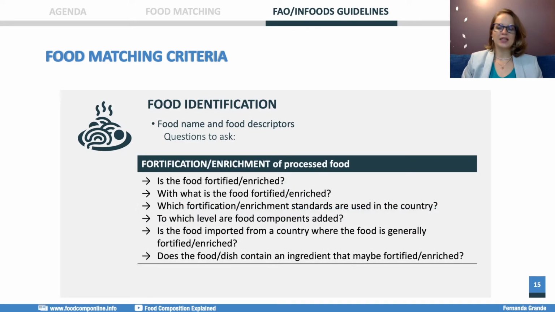And last but not least, we have the food fortification. So the level of food fortification is country specific because of different standards in each country. Even for the same brand name, food fortification may be different among countries. Therefore, it is important to consider both mandatory and voluntary fortification practices when looking for food composition data.